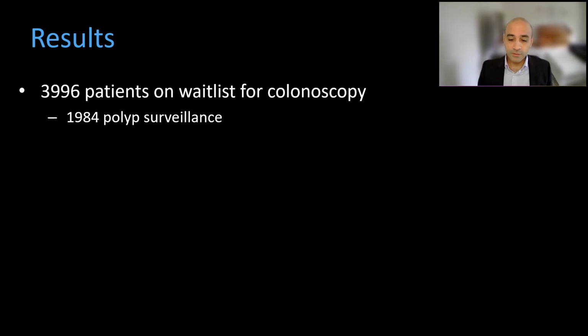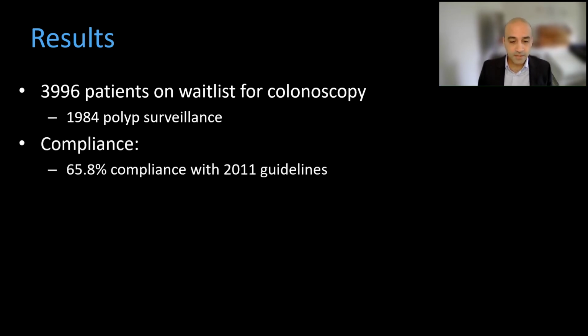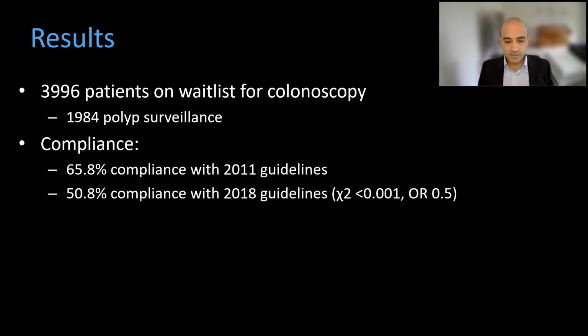So as we discussed, 2,000 patients eligible for analysis. The compliance at the time of the 2011 guidelines was about 66%, and that is consistent with multiple previous publications looking at surveillance compliance for polyp surveillance. It usually sits around 60%, so that's what we would expect. Since the 2018 guidelines, however, that has dropped to 50%, so there's a 15% drop in compliance, presumably as a result of the guidelines being so much more complicated and the lack of matching up with the MBS schedule, and this was statistically significant.